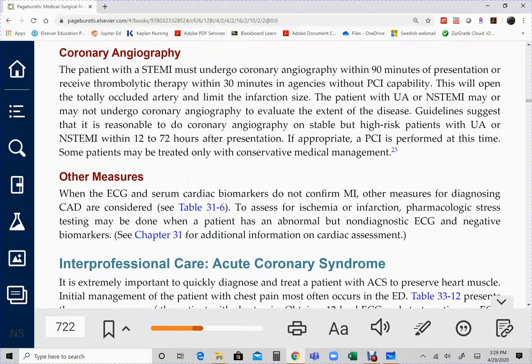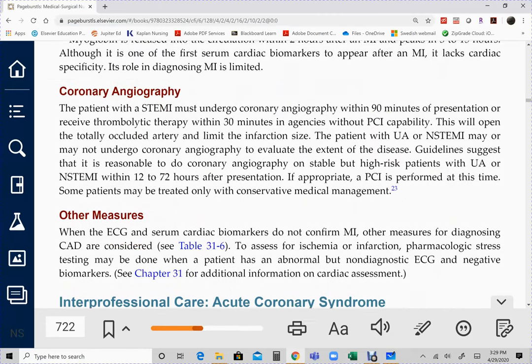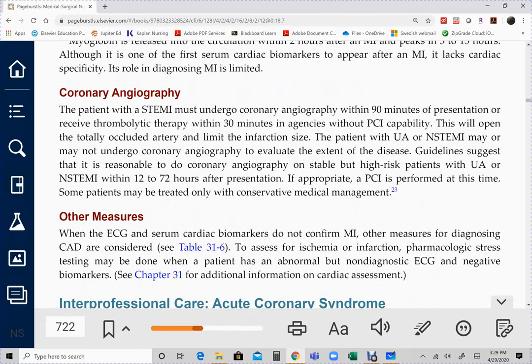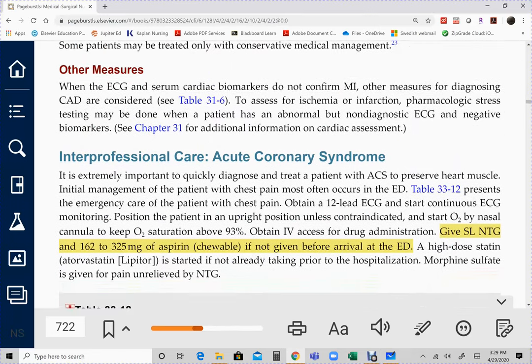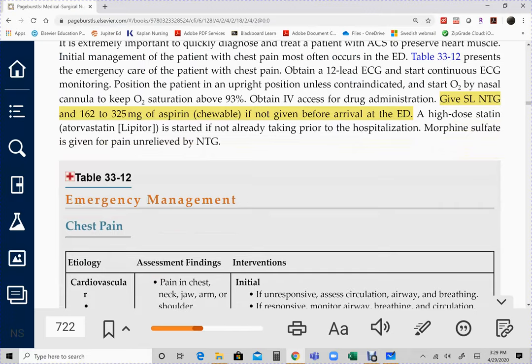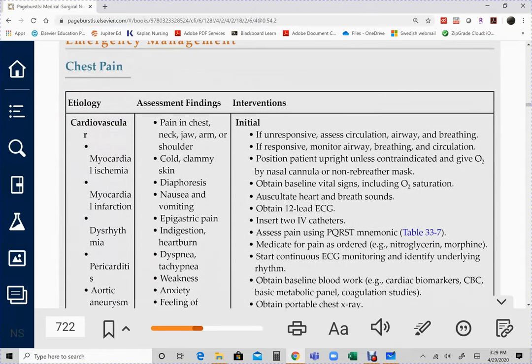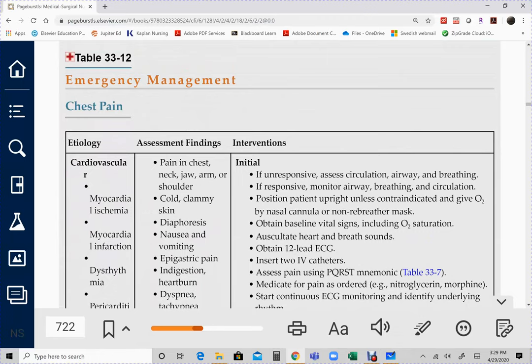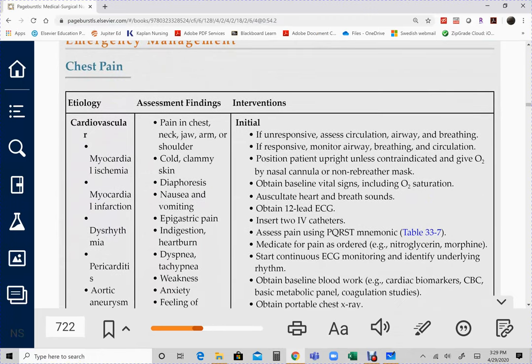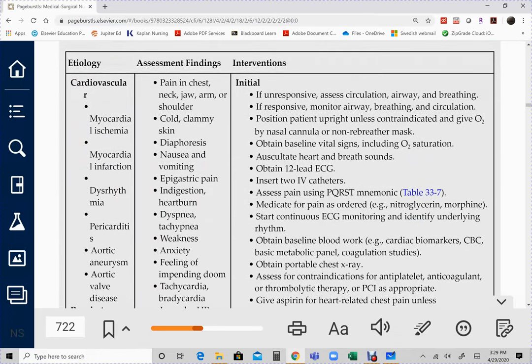We discussed angiogram already. Again, this will be done in the cath lab. Okay, they might do it for diagnostic and/or therapeutic purposes. So this is the emergency management I mentioned earlier. Okay, so this is the order by which you do it. A patient comes in with chest pain. We don't know what it is yet. So the diagnosis is acute coronary syndrome. So these are your interventions.